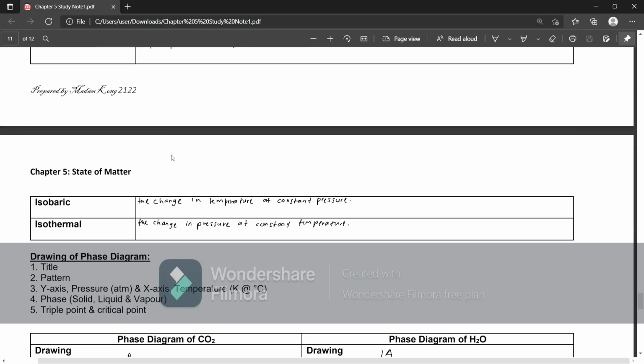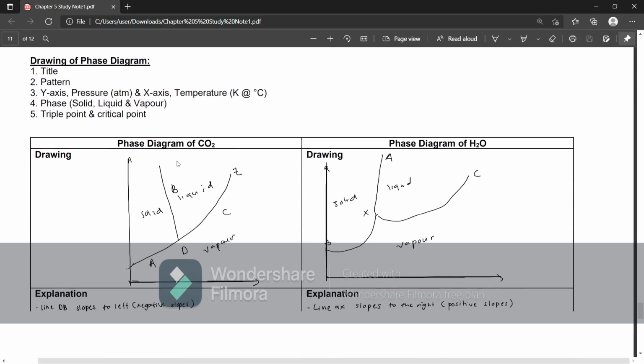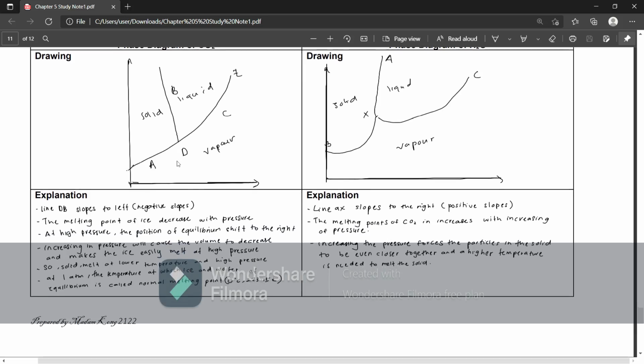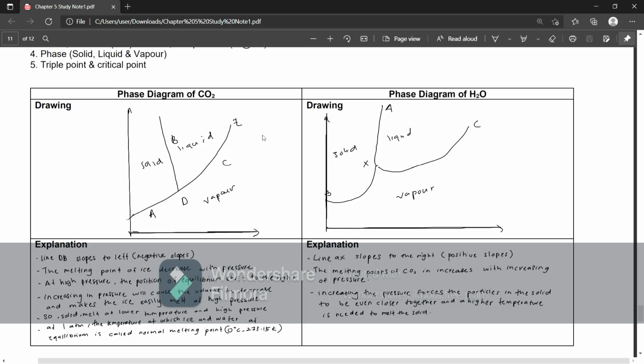So for drawing the phase diagram, first we need a title, then the y axis is pressure, the x axis is temperature, and the phases with the triple point and critical point. Then the drawing looks like that. Okay.